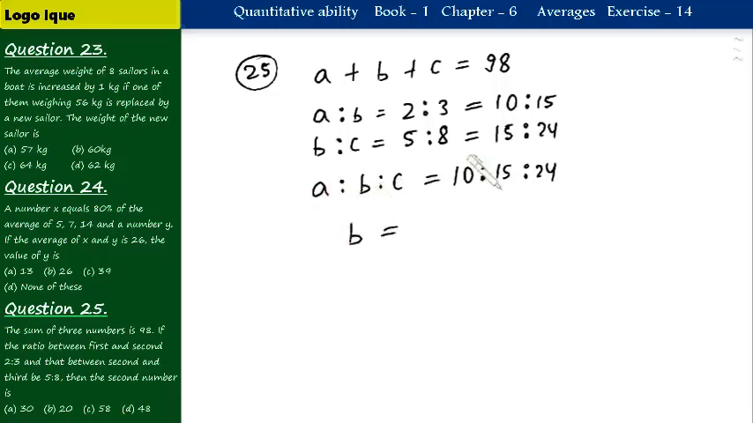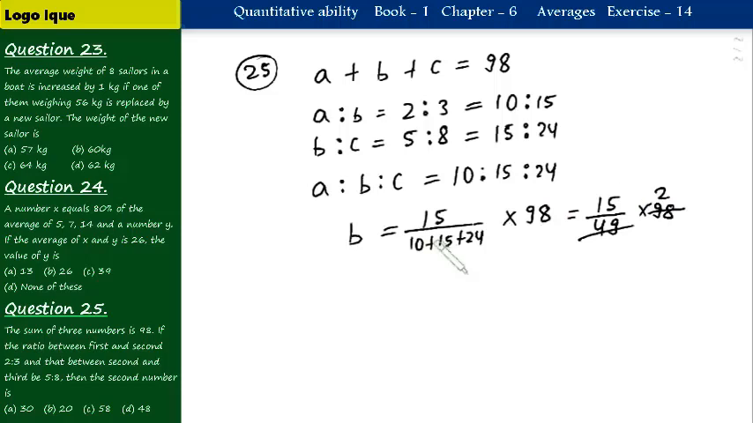And the total sum is 98. So you can directly calculate the second number, that is b, which will be equal to 15 divided by the sum 10 plus 15 plus 24, into total 98. So it is 15 upon 49 into 98. Now 49 cancels 98 two times, so it is 15 into 2, that is 30. So the second number in this question is 30.